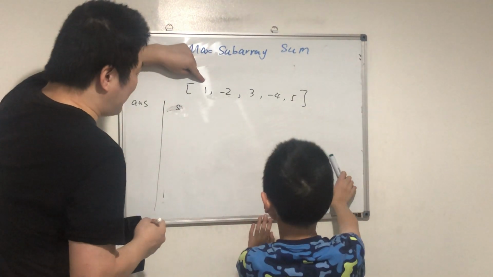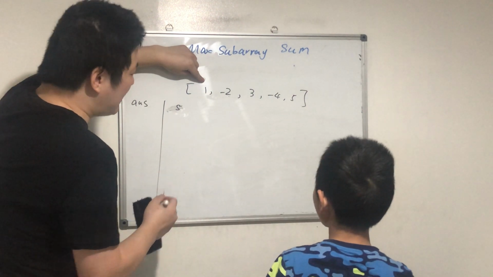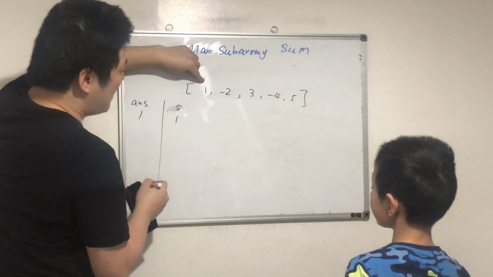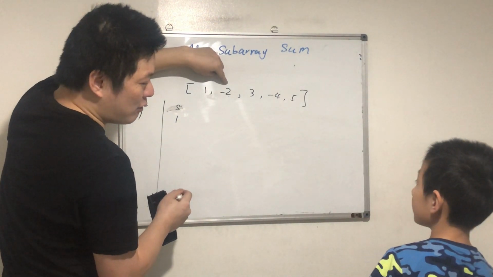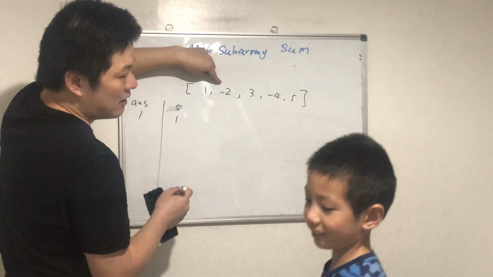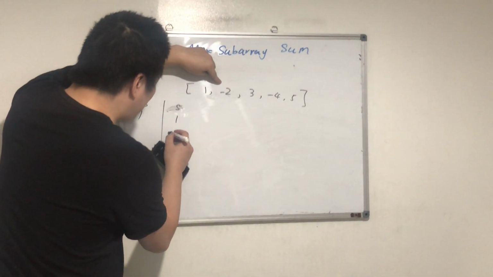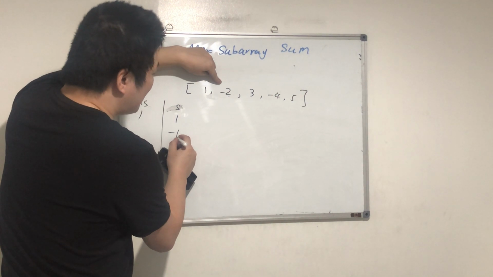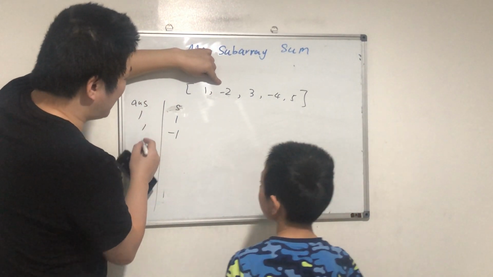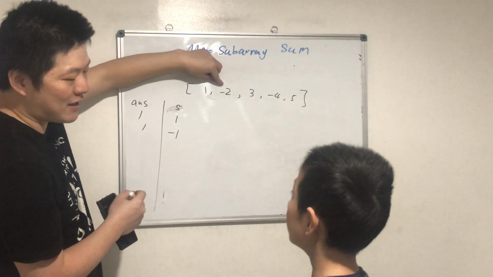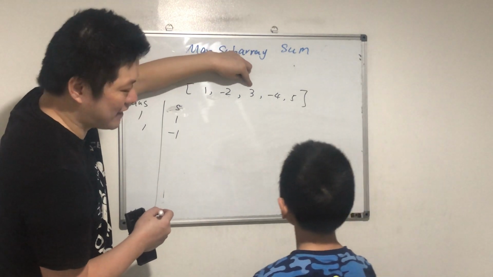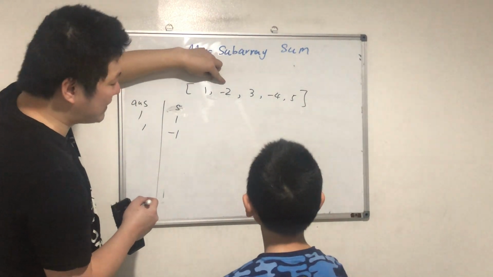S equals 1. The current sum is 1, and the answer is 1, right? S plus minus 2 is minus 1, so I put a minus 1 here, and the answer is still 1. And now S is smaller than 0, so I don't add the next number. I start with the next number, because now it's negative.